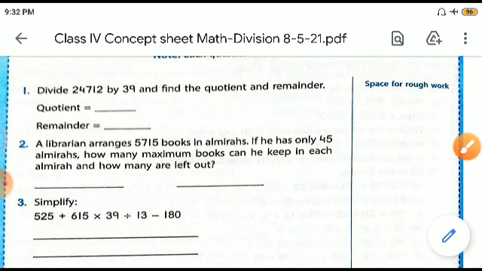Now see, the third part is on simplification. In here you will find division, multiplication, then division, then minus. Now children, how to solve this if all this is there? The trick is very simple.